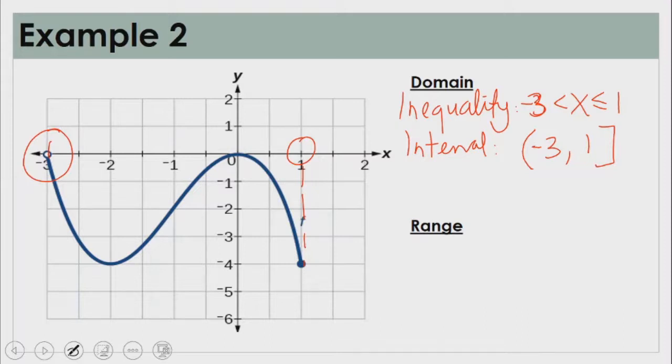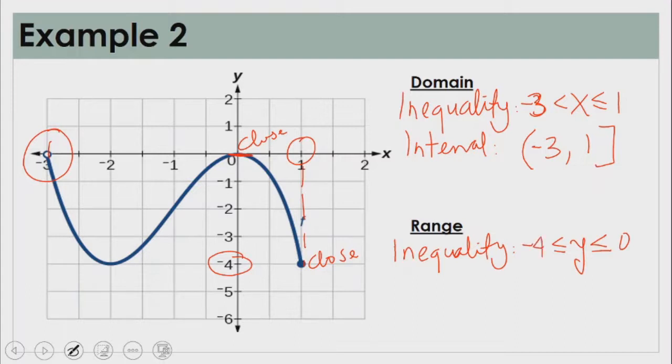For the range, the minimum value of this graph is at -4, and it is closed. The top is at 0 and is also closed. Because they are both closed, in inequality notation all you are going to do again is y, for the range, so it's going to be -4 less than or equal to y less than or equal to 0. In interval notation, both are closed, so you are going to have brackets, [-4, 0].